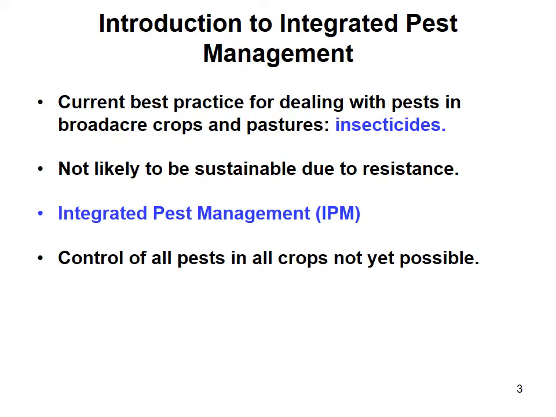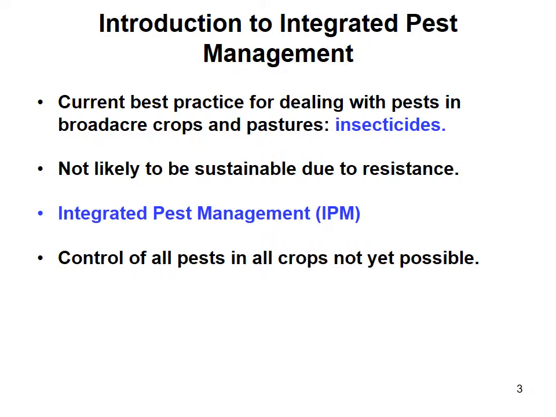The current best practice for dealing with pests in broadacre crops and pastures is simply to apply insecticides. So farmers are simply asked to match up the pest and the pesticide, which doesn't require a great deal of knowledge about the pest species, as it usually involves the selection of a broad spectrum pesticide, which then deals with a range of pests. And although a relatively recent approach historically, the use of pesticides is not likely to be sustainable, because where reliance on pesticides alone has been employed, then pesticide resistance has led to crop failures.